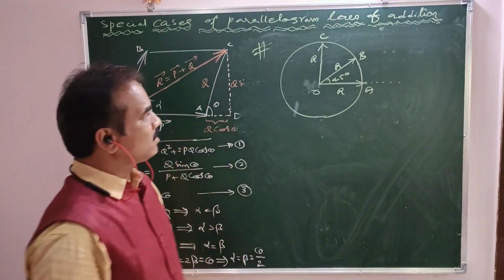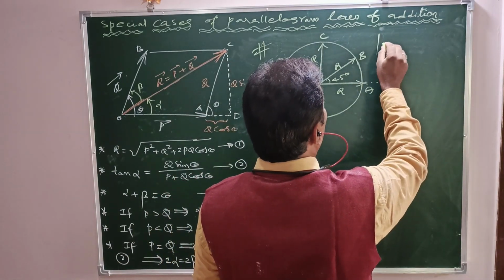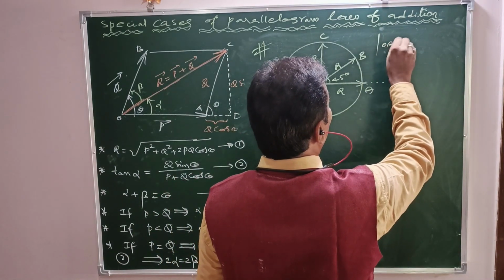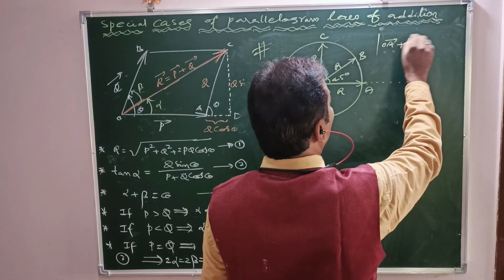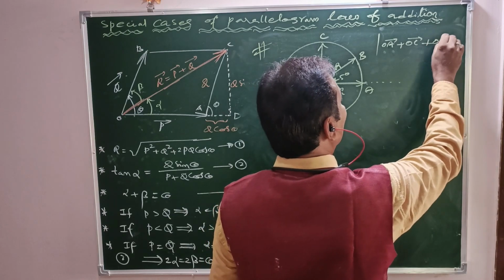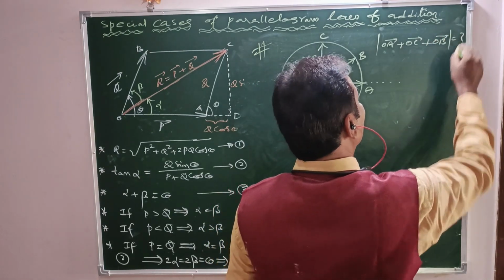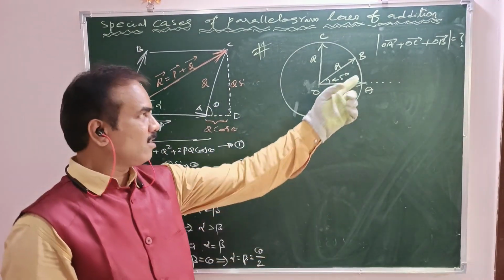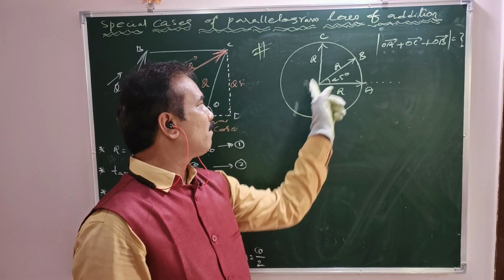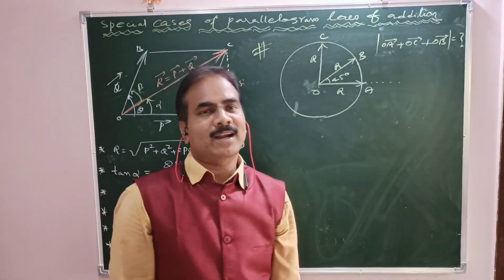Now the question is, find mod of OA bar plus OC bar plus OB bar. Find the value of the magnitude of the resultant of all these three vectors. See, OA bar plus OB bar plus OC bar, we can have one vector. Find the magnitude of that resultant vector.